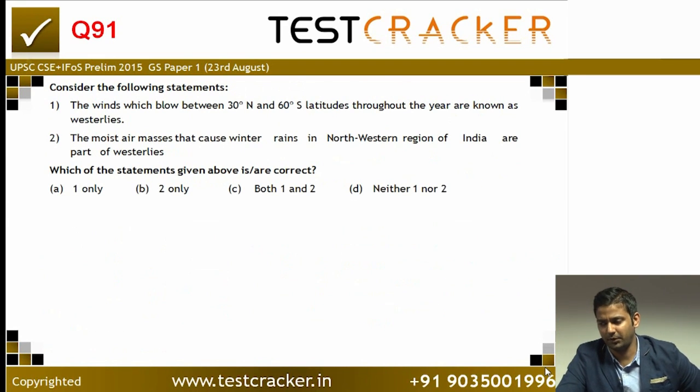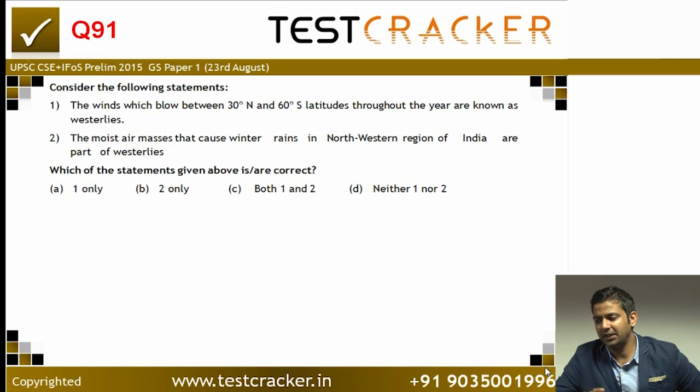Now, a question on geography. Winds which blow between 30 degree and 60 degrees south latitudes throughout the year are known as westerlies. Right. Now, so for someone who is good at geography, this would have been a cakewalk. You do understand that this is not true, 30 degree and 60 degree there. And statement 2 is moist air masses that cause winter rains in northwestern region of India are part of westerlies. You would have read it so many times. Even in your NCERT you would have found this.